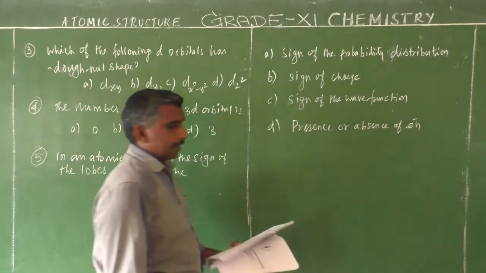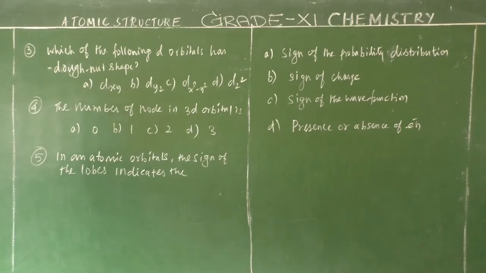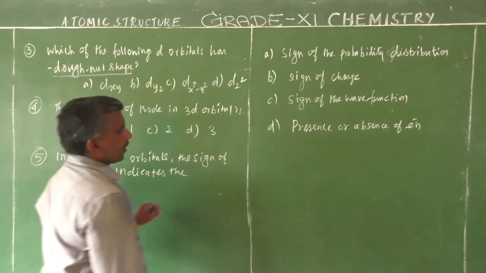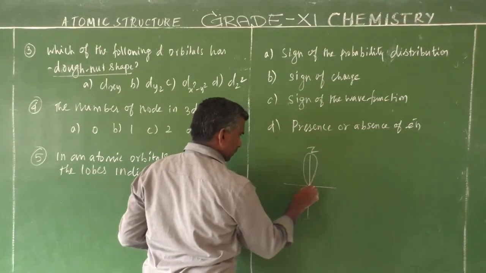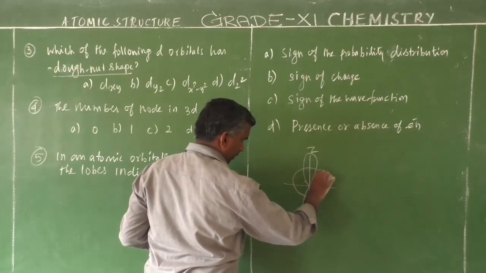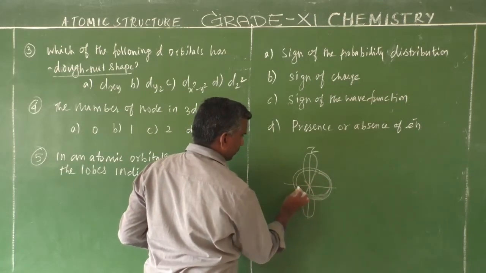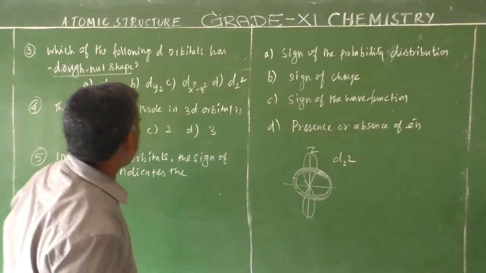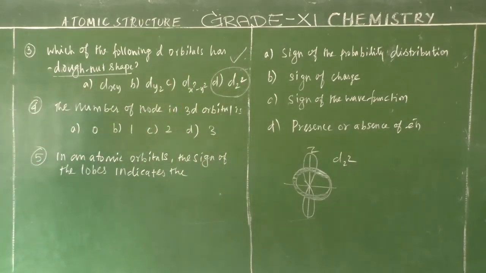Now we are discussing the three MCQ questions. Question number 3: which of the following d orbitals has a doughnut shape? What is the name? The dz square orbital has the doughnut shape. So the answer is dz square orbital. This is a NEET question.